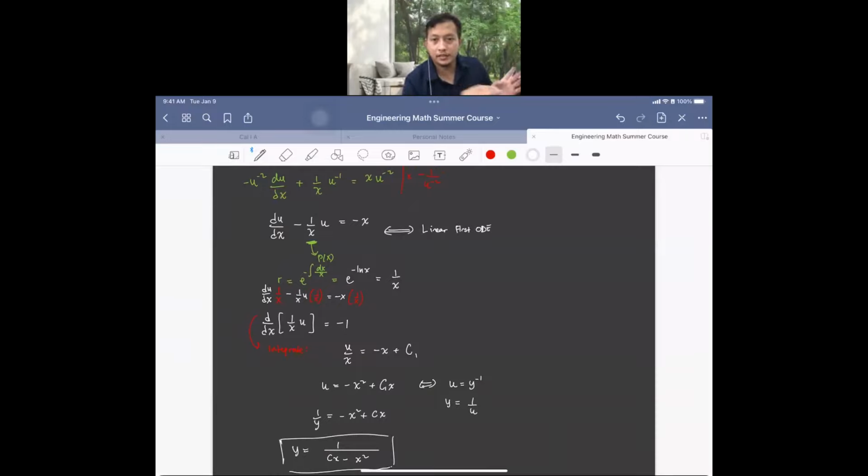Okay, I think this example is better than the previous one I showed you. The idea of Bernoulli is substitution: make it first order linear and solve with the integrating factor. You multiply with the integrating factor, integrate, just like first order linear.